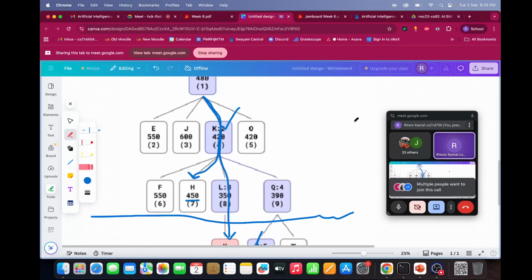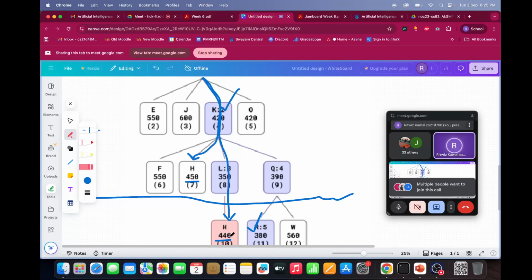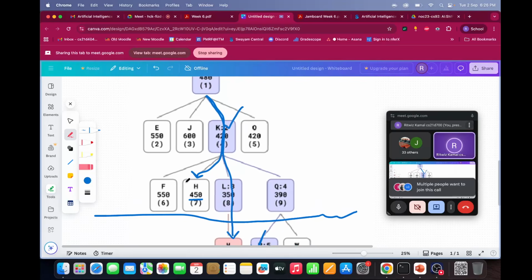Okay, great. So what I was saying is, once we find this 440 cost path, we know that there's no point expanding this 450 cost path anymore. So in any future expansions, we will not consider this particular H.